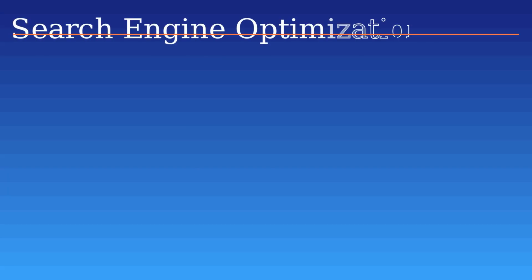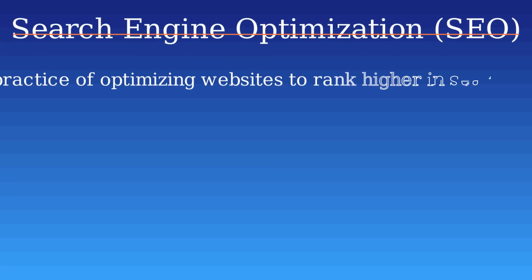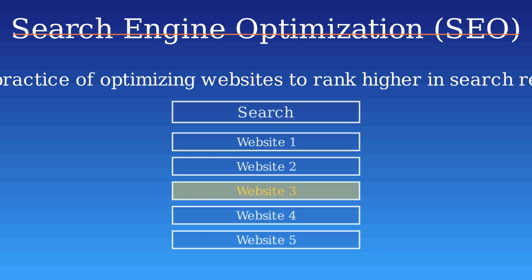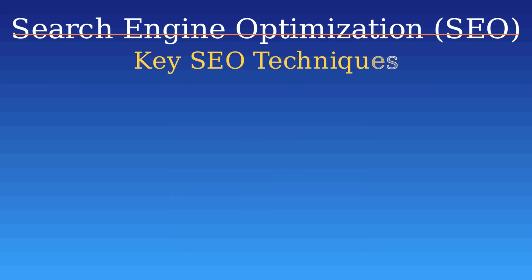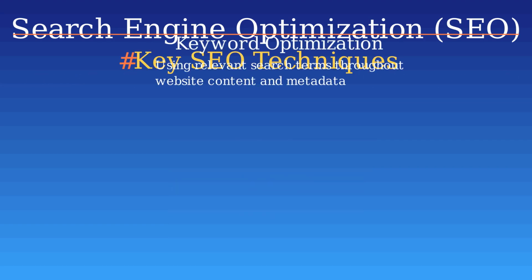Search engine optimization, or SEO, is the practice of optimizing websites to rank higher in search results. When website owners implement good SEO practices, their sites climb higher in search results, gaining more visibility and traffic. Website owners use several key techniques to improve their search rankings.